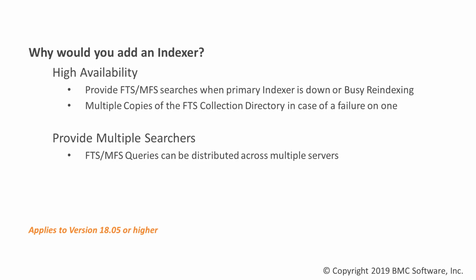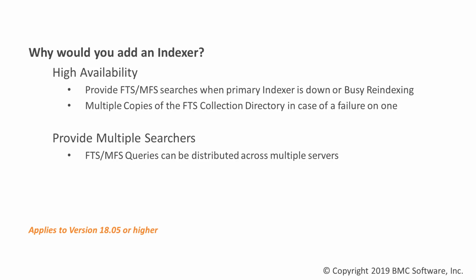Also, by adding a second indexer, multiple copies of the FTS collection directory will get created. So if there was any problem with your primary FTS collection directory, say the directory got corrupted, you'll have a second copy of that directory, and that can be a fail-safe.